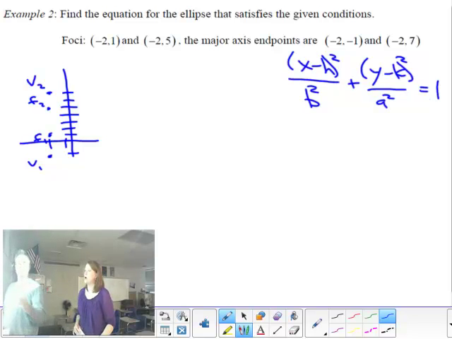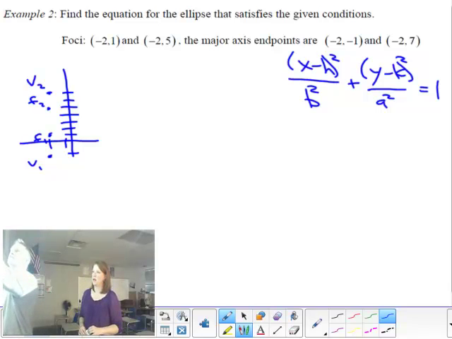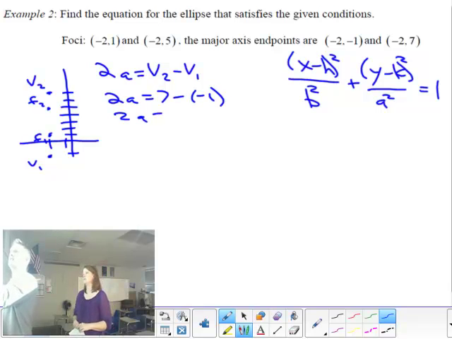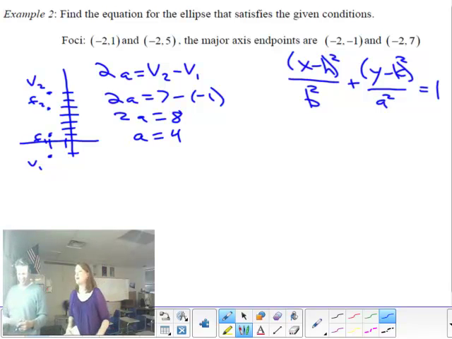Okay, so what do I know? If I know the vertices, the difference of the y values of the vertices is going to be equivalent to 2a. So the major axis is 2a. How about 7 minus negative 1? That's 8. So 2a is 8, and a is 4.